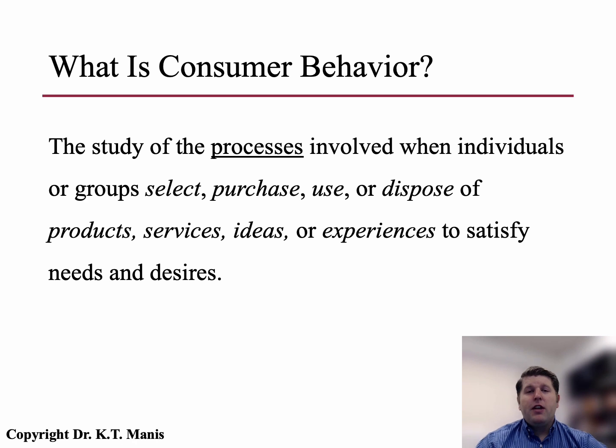So, for example, if you're a teenager, you still live at home, you may select the restaurant that you and your family are going to go out to tonight. However, you may not actually be the one that pays for it. Mom and dad, or mom or dad may pay for your meal. So while you may select the product or service that you want, somebody else may actually be making the purchase.